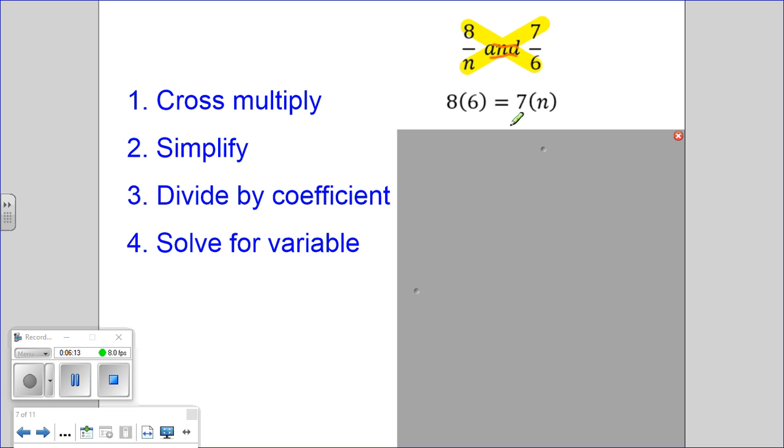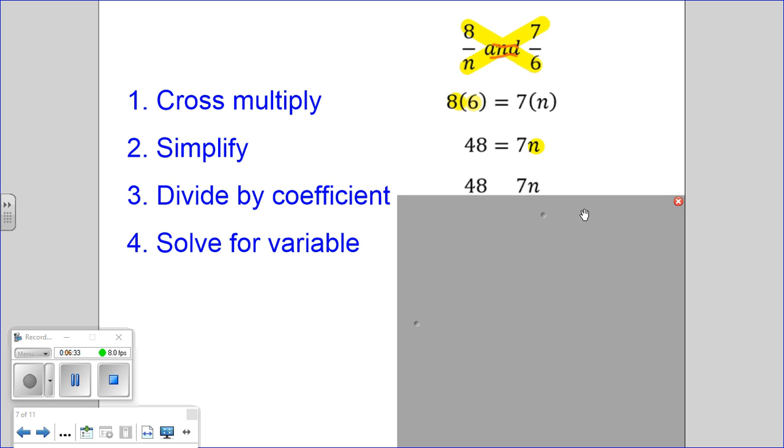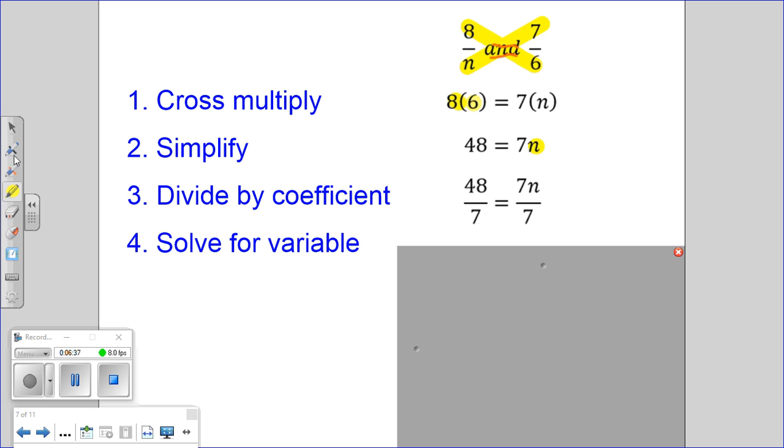So now let's simplify. What is 8 times 6? Well, that would be 48, and 7 times n is just 7n. So now if I want to solve for n and get n by itself, I need to undo this multiplication because this says 7 times n. So I'm going to divide by my coefficient, this number in front, which is 7, and I'm going to divide by 7 on both sides. And when I divide by 7 on both sides, that's going to solve for n.